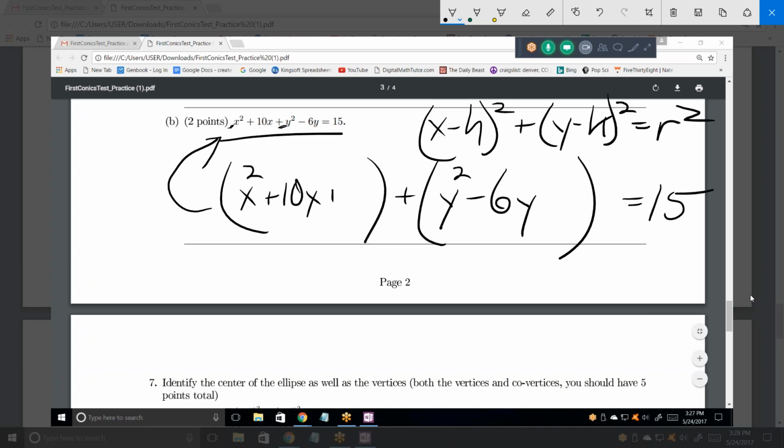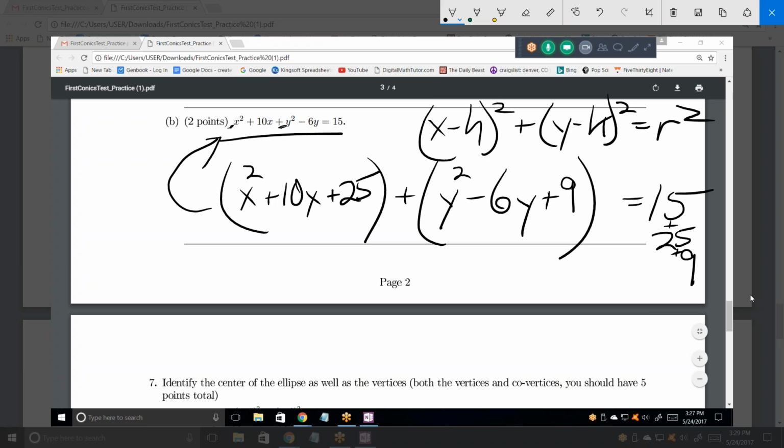5 squared, so 25, plus 25. So how do I balance that now, because I've just changed the equation? You have the plus 25 along the right side. And then complete the square on the y term. 9. Plus 9. So I add 9 over there.